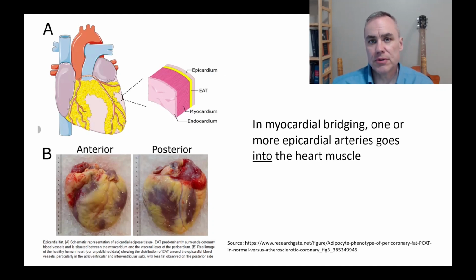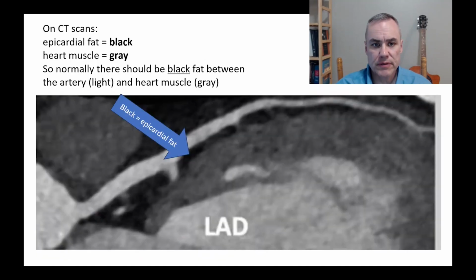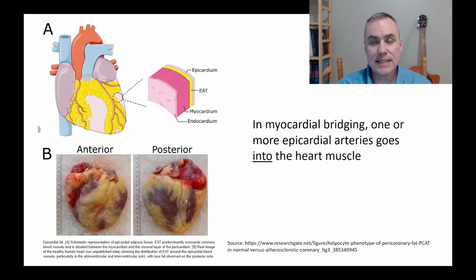Now, I'm about to show you how this looks on a CT scan, meaning how the fat, the myocardium, and the artery are all supposed to show up on a CT scan, so that you can read these better for yourself. The key, when we look at this picture right here, is that this yellow stuff, the EAT, the epicardial adipose tissue, is supposed to be black. That's how it comes up on a CT scan, black.